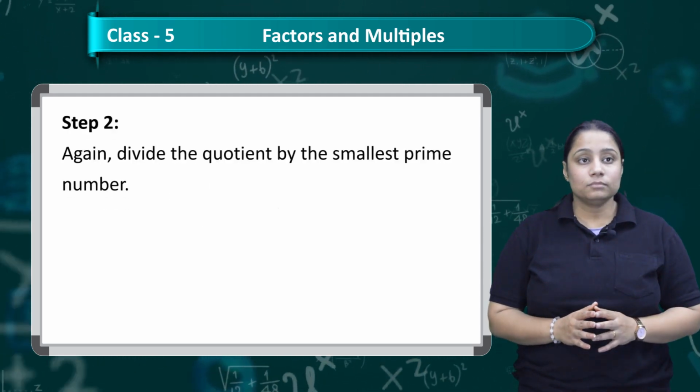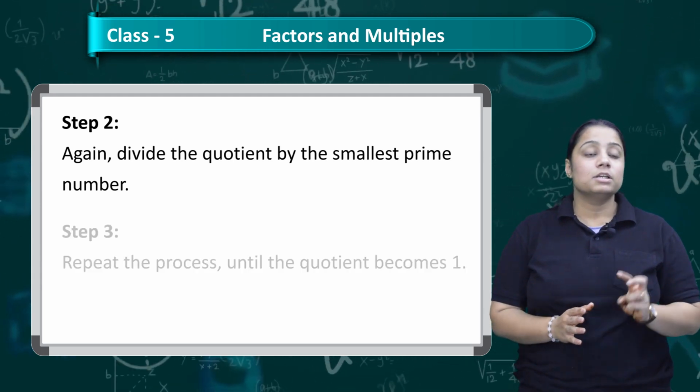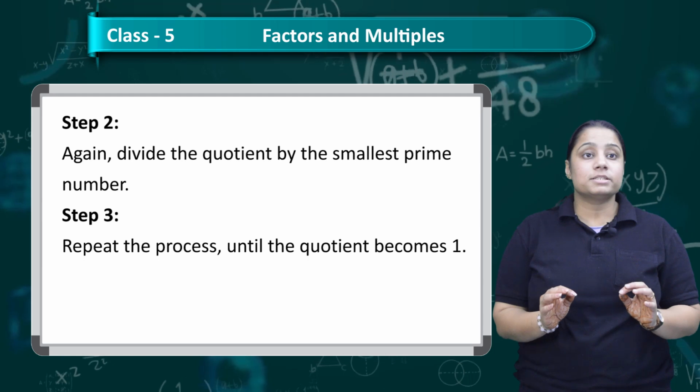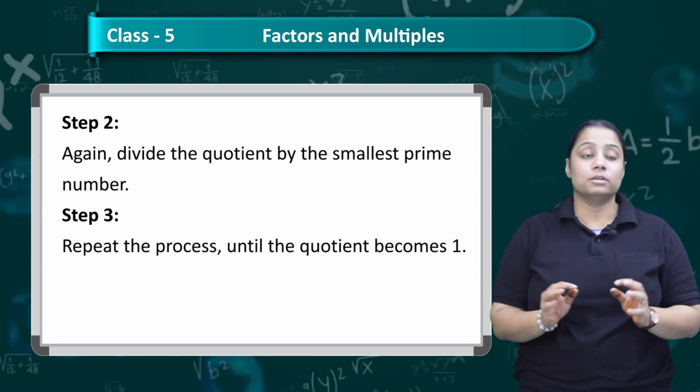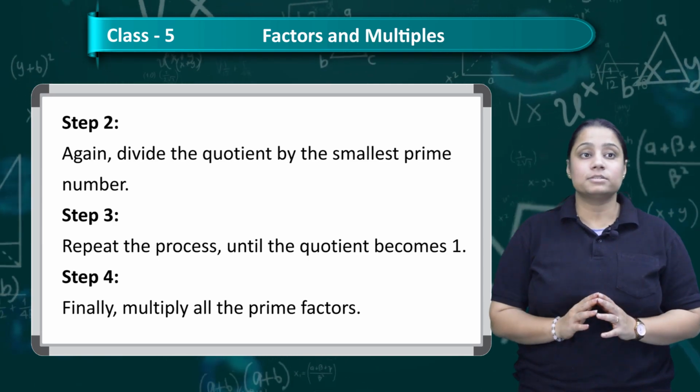Step 2. Again divide the quotient by the smallest prime number. Step 3. Repeat the process until the quotient becomes 1. Step 4. Finally, multiply all the prime factors.